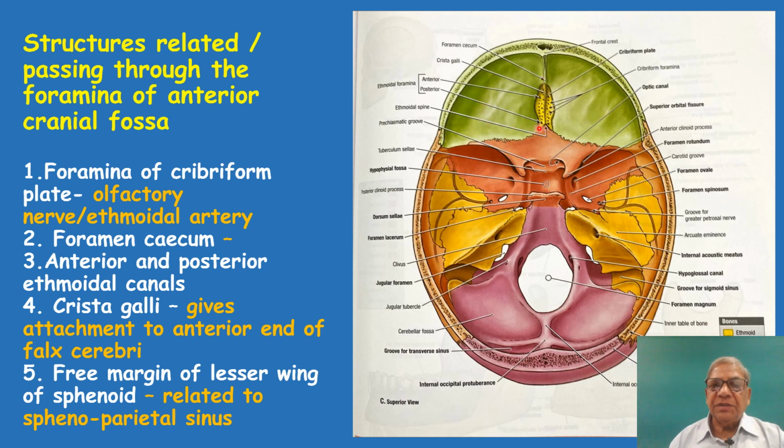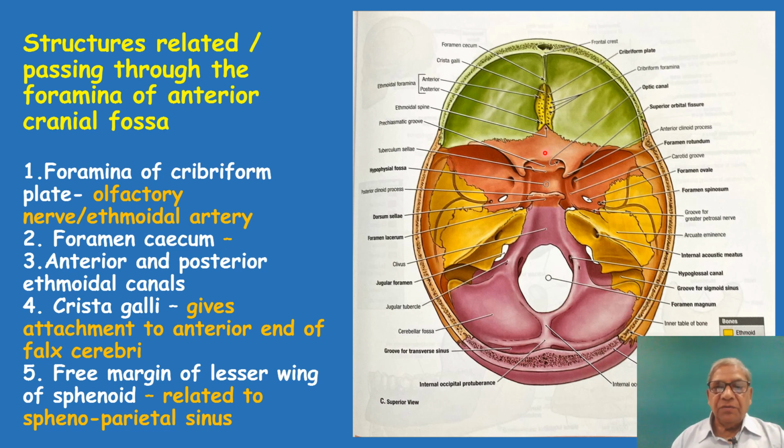And another question in this area may be which dural venous sinus lies in relation to the lesser wing of the sphenoid. I am moving my pointer on the lesser wing of the sphenoid, and you should say that the sinus which is in relation to the free margin of the lesser wing of the sphenoid is the sphenoparietal sinus. To the anterior clinoid process and to the posterior clinoid process, the diaphragma sellae is attached.